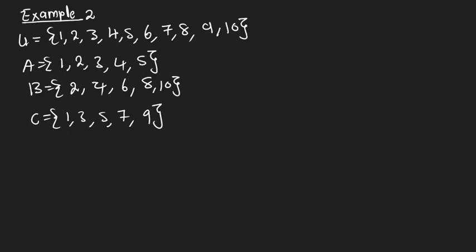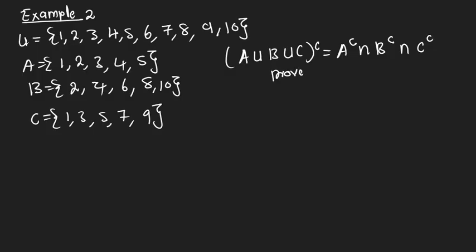Then you've been asked to prove A union B union C complement. Prove that it is equal to A complement intersection B complement intersection C complement. So let's prove. Same concept. This is my left hand side. This is my right hand side. Regardless how it looks complicated, it is actually very simple.